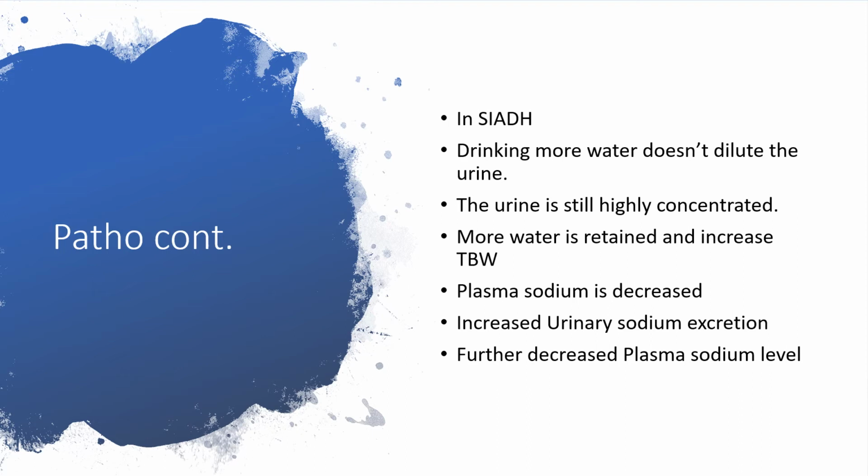Still on pathophysiology, in syndrome of inappropriate anti-diuretic hormone, drinking more water doesn't dilute the urine. Then you need to become suspicious, because normally when the patient is drinking more water, the urine that will be produced is expected to be more diluted. The urine is still highly concentrated, giving us a clue that there is a high level of ADH in play.